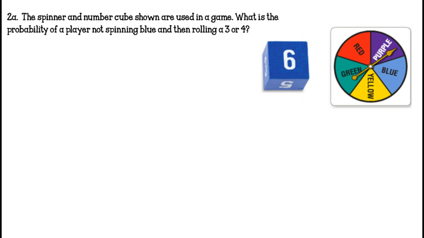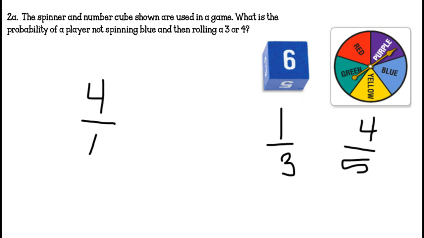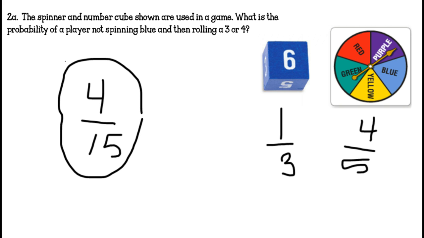2A, the spinner and number cube shown are used in a game. What is the probability of a player not spinning blue and then rolling a 3 or a 4? So the probability of not spinning a blue is 4 out of 5. And of rolling a 3 or a 4 is 2/6, which is 1/3. And then I multiply across and I get 4/15. So the probability is 4/15 of getting not a blue and then rolling a 3 or 4.